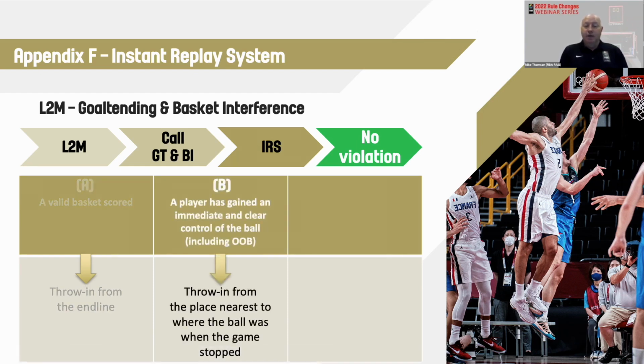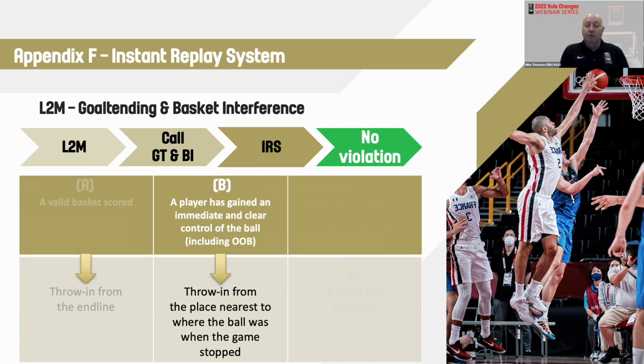The common option is that immediately after the violation is called, so let's say we have a shot in the air, a goaltending violation is called, the referee at that time, believing that the ball was still on its upward flight when the ball was touched, has called a violation. If they determine on the IRS that there was no violation and a player from either team has gained an immediate and clear control of the ball, including out of bounds, and I will explain that, then we will resume the game with a throw-in from the place nearest to where the game was stopped, with a throw-in for the team of the player that gained an immediate and clear control.